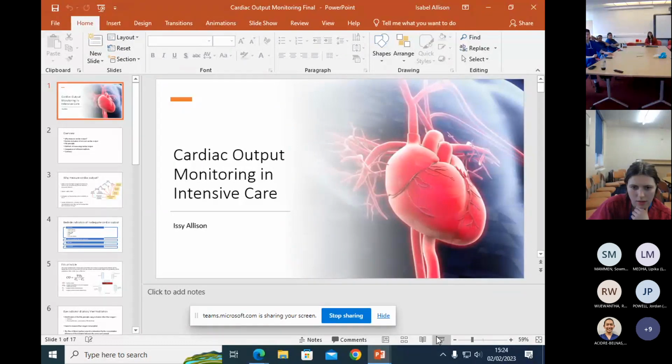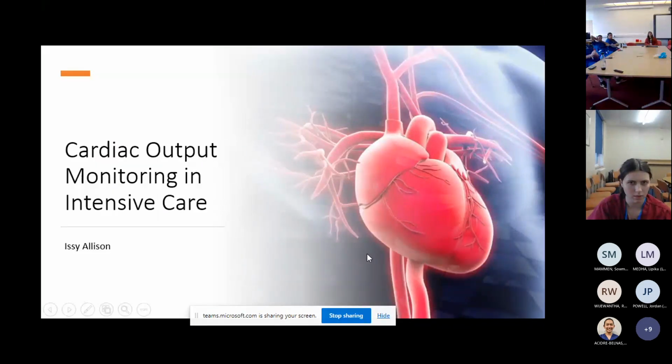So can you see it? Yeah. And is it moving? Yeah, that's moving. Okay, great.